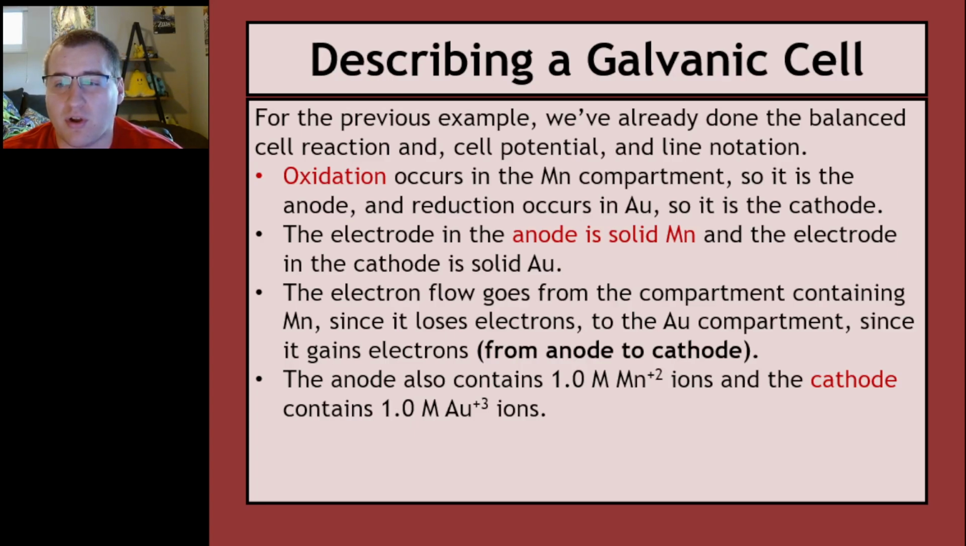The electron flow goes from a compartment containing manganese, since it loses electrons, to the gold compartment, since it gains electrons, from anode to cathode. Right. And here are the concentrations. We're assuming they are standard 1 molar solutions of each.